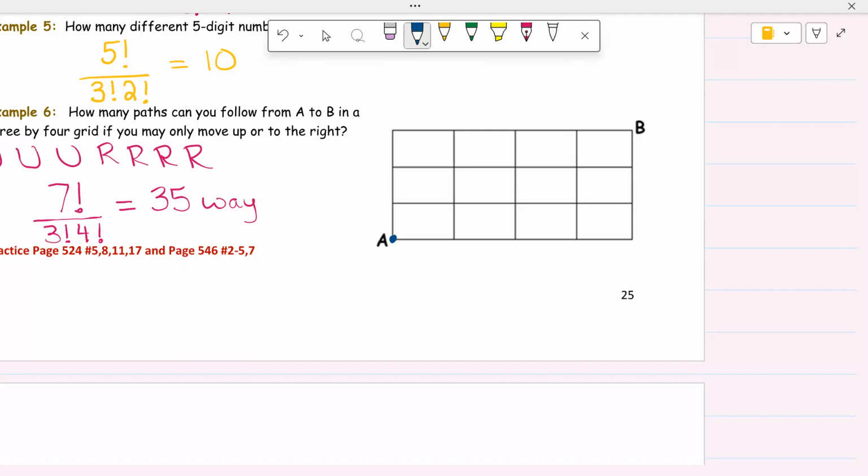All right, so if we can only move up and to the right, I'm going to do each part individually. How many ways can I get there from A, using numbers now? How many?